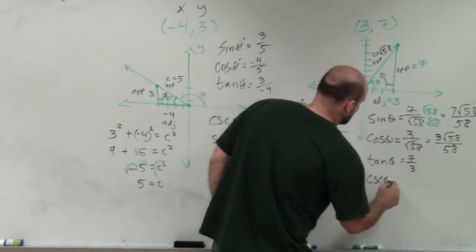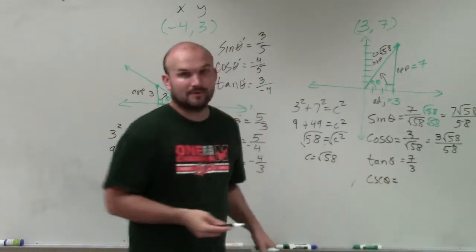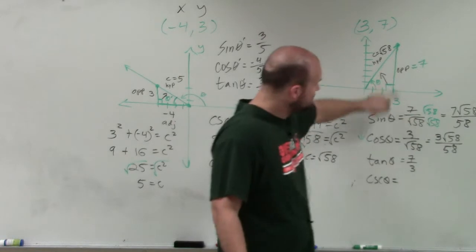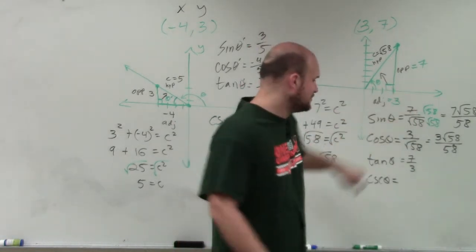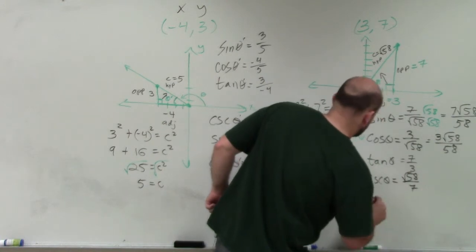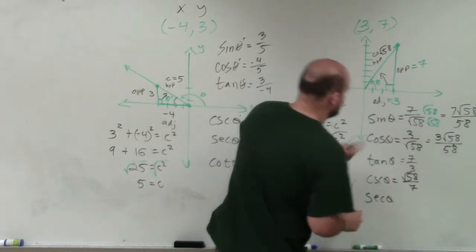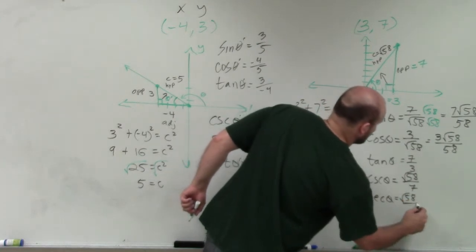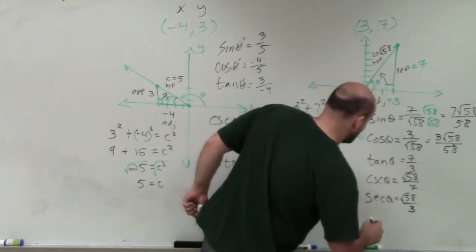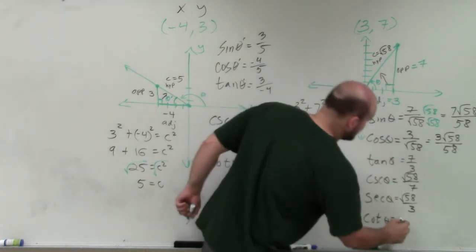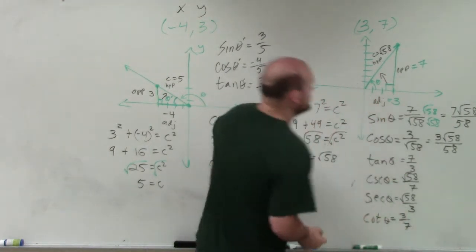The cosecant of theta, now remember, it's going to be the reciprocal. Well, we're not going to want to use the reciprocal of this, because then the radical will go back in the denominator. So we're going to want to use the reciprocal of 7 over square root of 58. So that will give us the square root of 58 over 7. For the secant of theta, that's going to be the reciprocal of cosine. So that's going to be the square root of 58 over 3. And then last but not least is cotangent of theta, which is going to be the reciprocal of 7/3, which is 3/7.